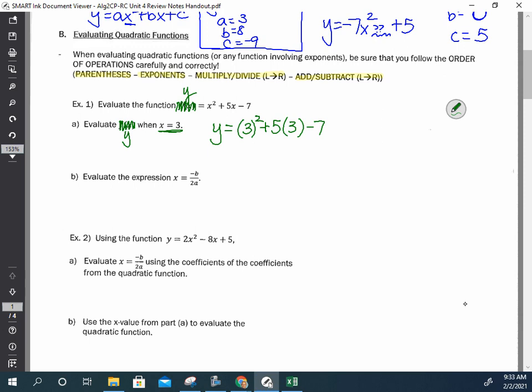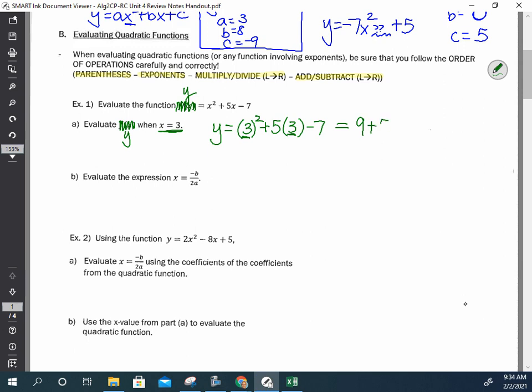Now we have to do our order of operations. Parentheses means you have something in parentheses to work out. You just have the number 3, so there's nothing to work out. Now we do our exponents. So 3 squared gives us what? I know it's not 6. It's 9.